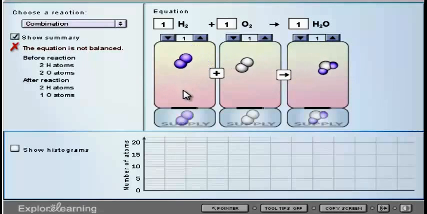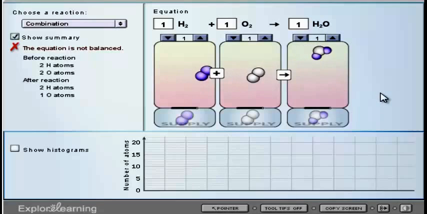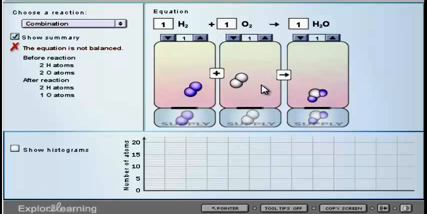Observe that on the left-sided equation there are 2 atoms of hydrogen, and on the right-sided equation there are 2 atoms of hydrogen. So the hydrogen atoms are balanced. However, on the left side of the equation there are 2 atoms of oxygen, and on the right side of the equation there is only 1 atom of oxygen. So the oxygen atoms are not balanced.